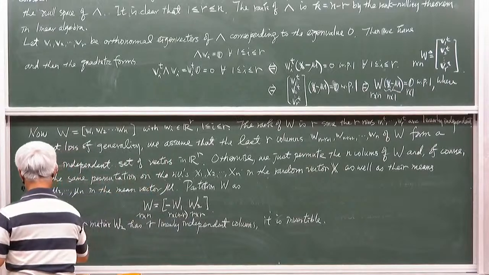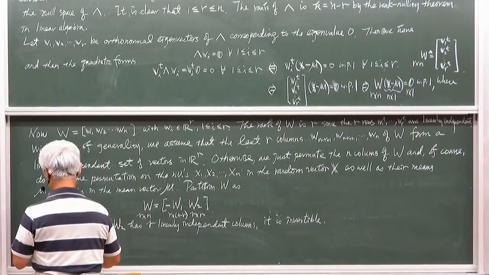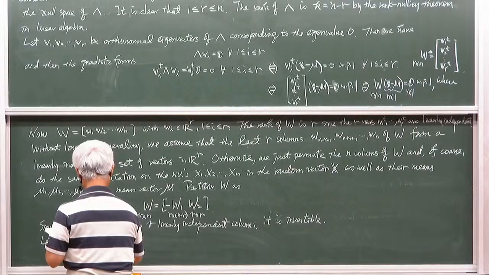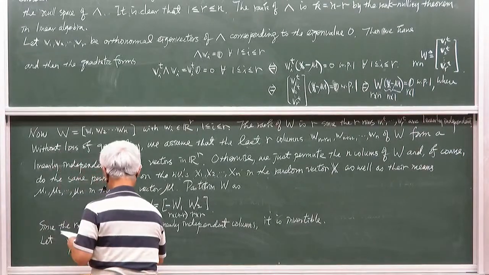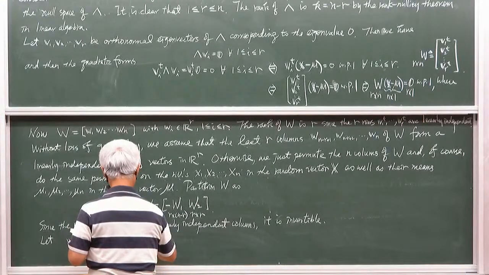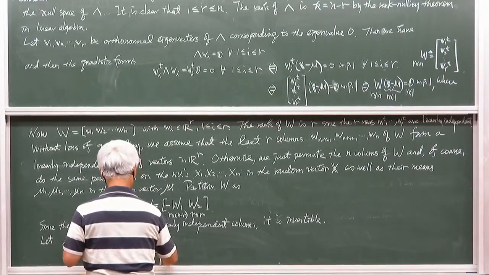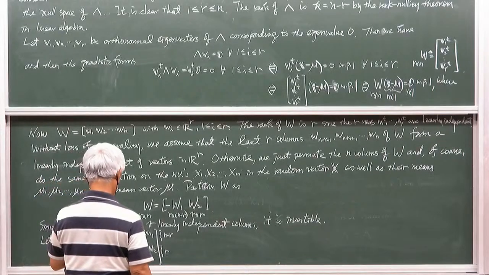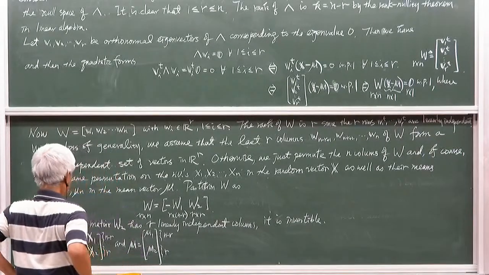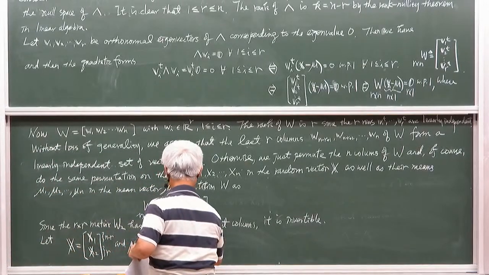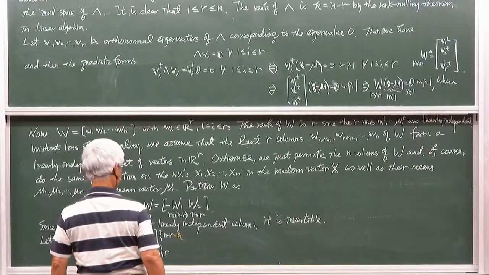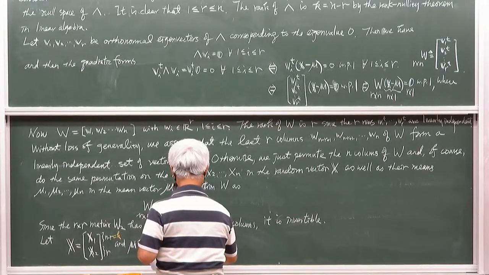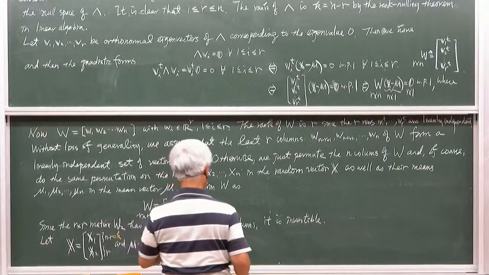And now we also decompose X into two parts. Here we have n minus R components, and here we have R components, and the mean vector mu to be mu1, mu2 with the same partition. And n minus R is the rank, K. So this is K here.